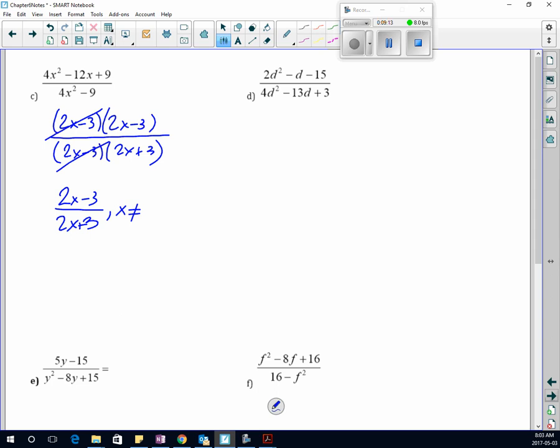So set 2x minus 3 equal to 0. Move the 3 over, divide by 2. I get positive 3 over 2. This one right here, move the 3 over by subtracting 3, and then dividing by 2, I get minus 3 over 2.